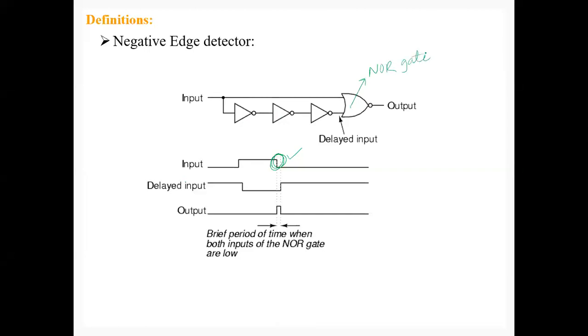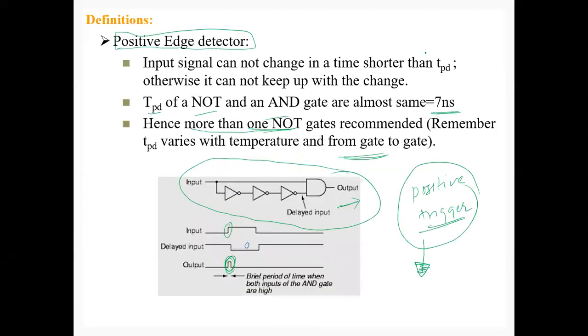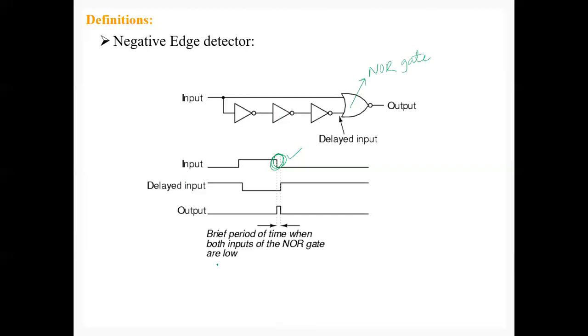So what did you have in the previous slide? You have an AND gate, right? This is AND. An AND gate with 3 NOT gates here gave you a positive edge detector. In the same way, the NOR gate with 3 NOT gates will give you a negative edge detector.